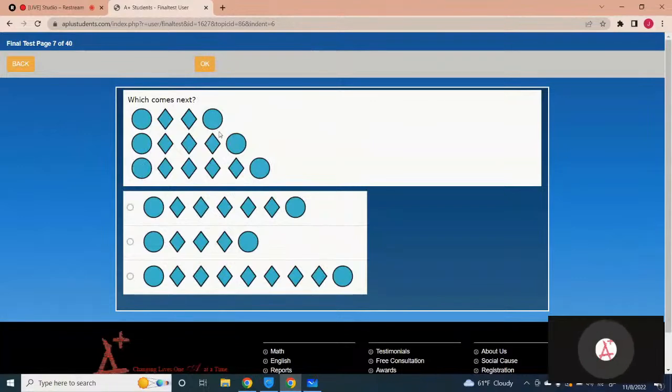Which comes next? So the correct option is 1, 2, or 3. Option number 1. Got it? Select the correct option and click on the OK button.